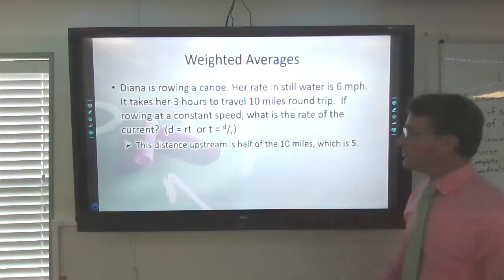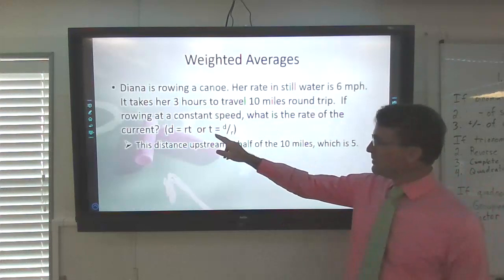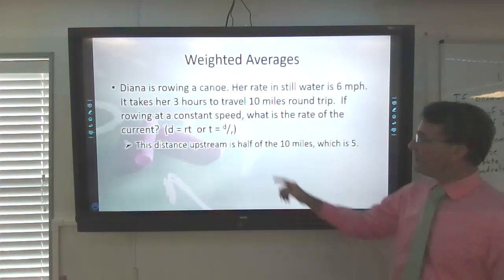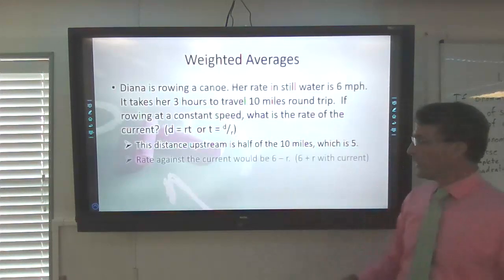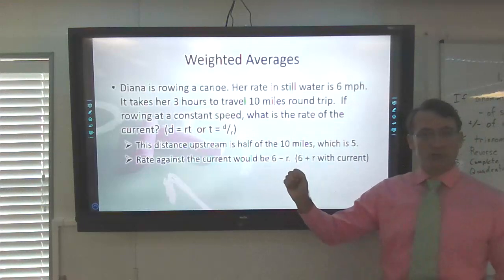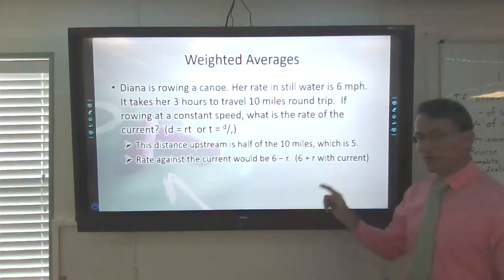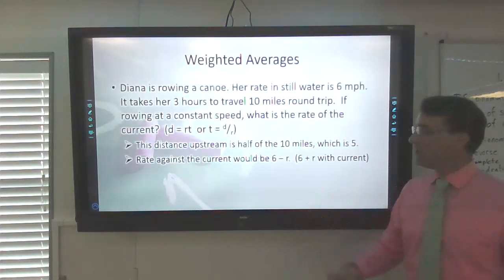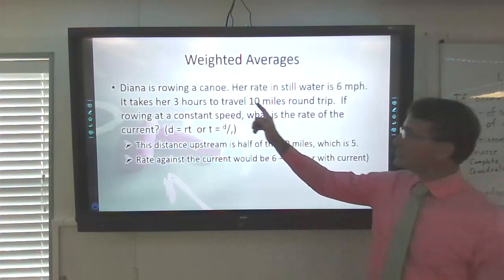But what we can do is I can take the amount of time is equal to the distance, which is 5 miles each way, divided by the rate. Well, her rates are going to be 6 minus r in the case of going upstream, and 6 plus r in the case of going downstream. If I add those two values together, I should get the total amount of distance and the total amount of time. In this particular case, her time is 3 hours.